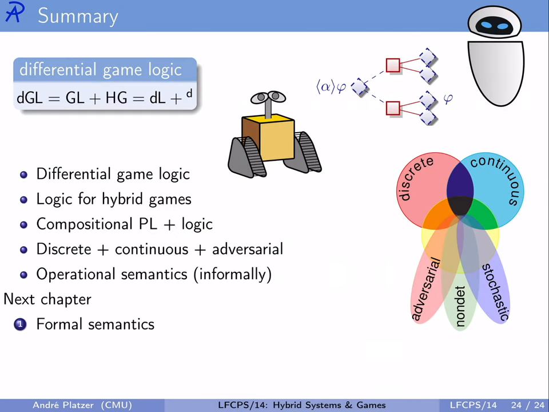So summarizing, what we've seen is the advent of differential game logic, which we can either understand as a combination of game logic with hybrid games or as a combination of differential dynamic logic with the duality operators. And that latter one is more natural for us. Differential game logic is the logic for hybrid games. It gives us a compositional programming language and a compositional logic. It combines discrete, continuous, and adversarial dynamics freely.